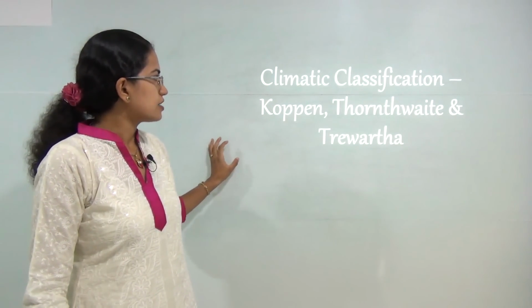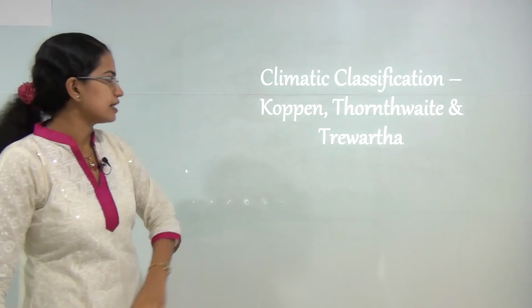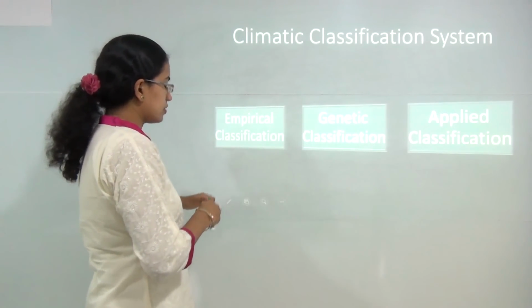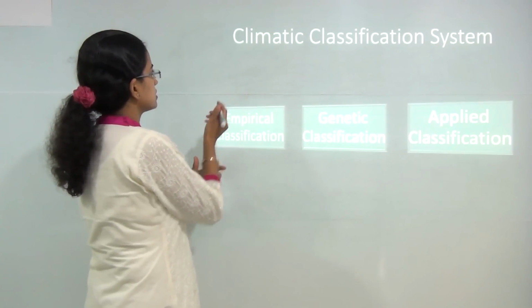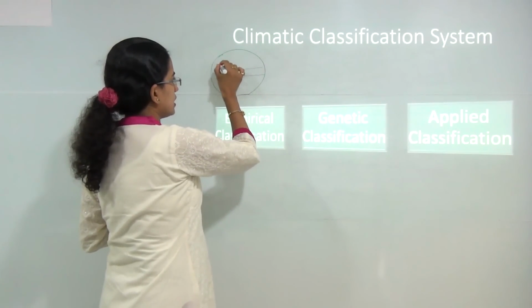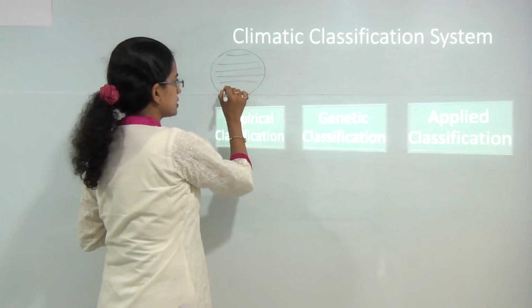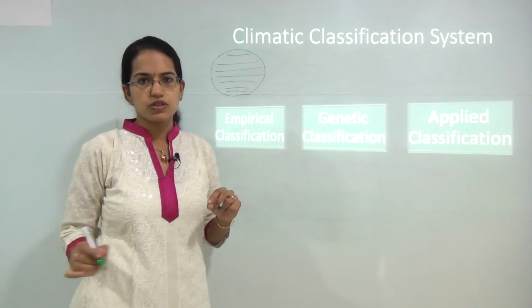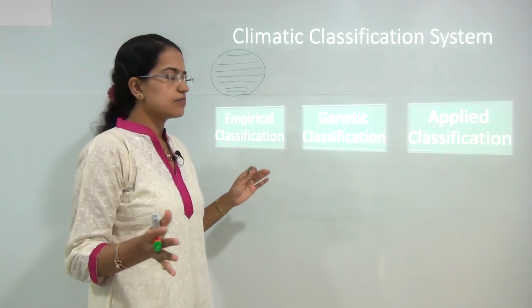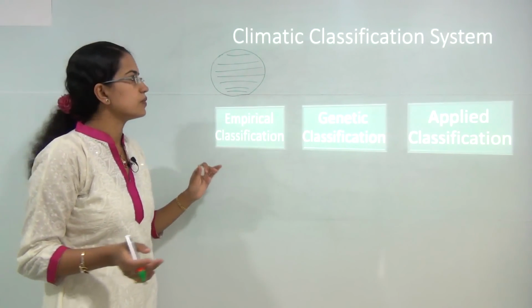So, let's start with first what is a climatic classification. Now, across the globe, we have numerous parameters that affect the climate of a region. As we have already discussed in the previous class, weather and climate are different phenomena. Climate is an average of the weather activities that take place over a period of 30 years or more.